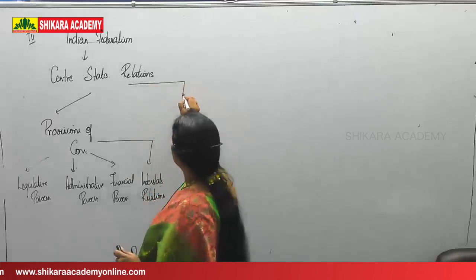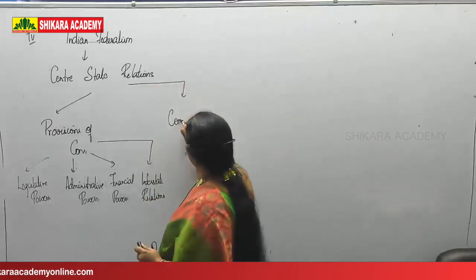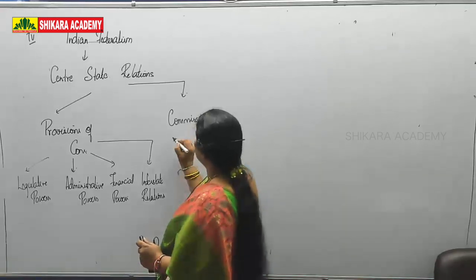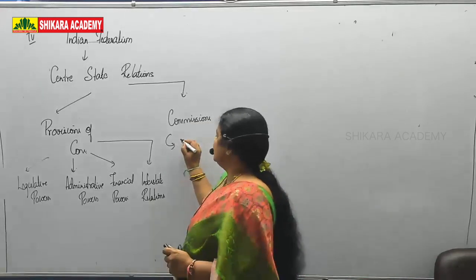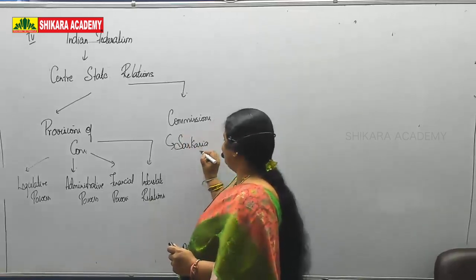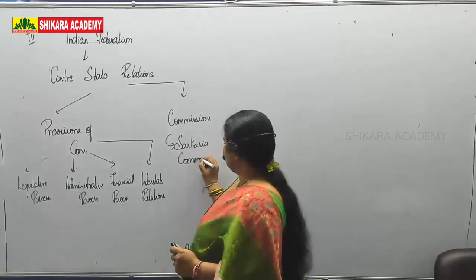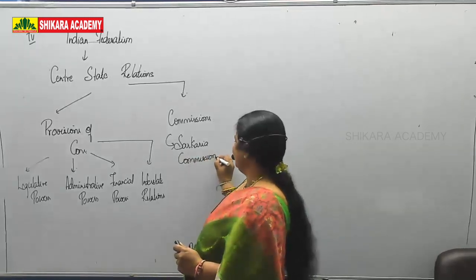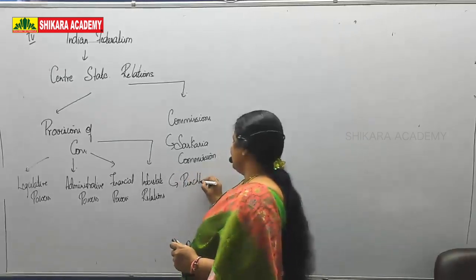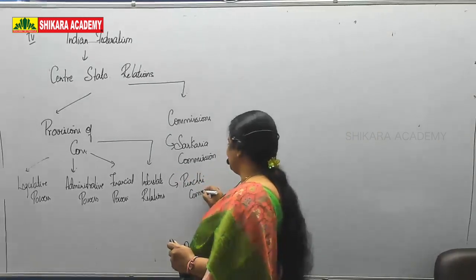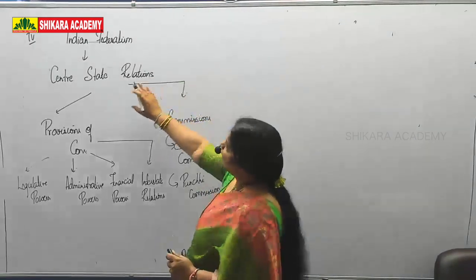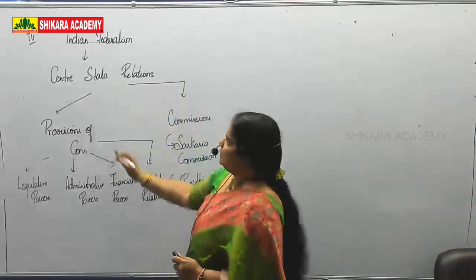Once we are done with this, we should discuss the various commissions constituted on center state, like the Sarkaria Commission. But we have to know the recommendations, a few of them. Then we have something called Punchi Commission. Then we have Rajmannar Commission. All these commissions, reports, members, when they were constituted, these details we discuss under center-state relations.